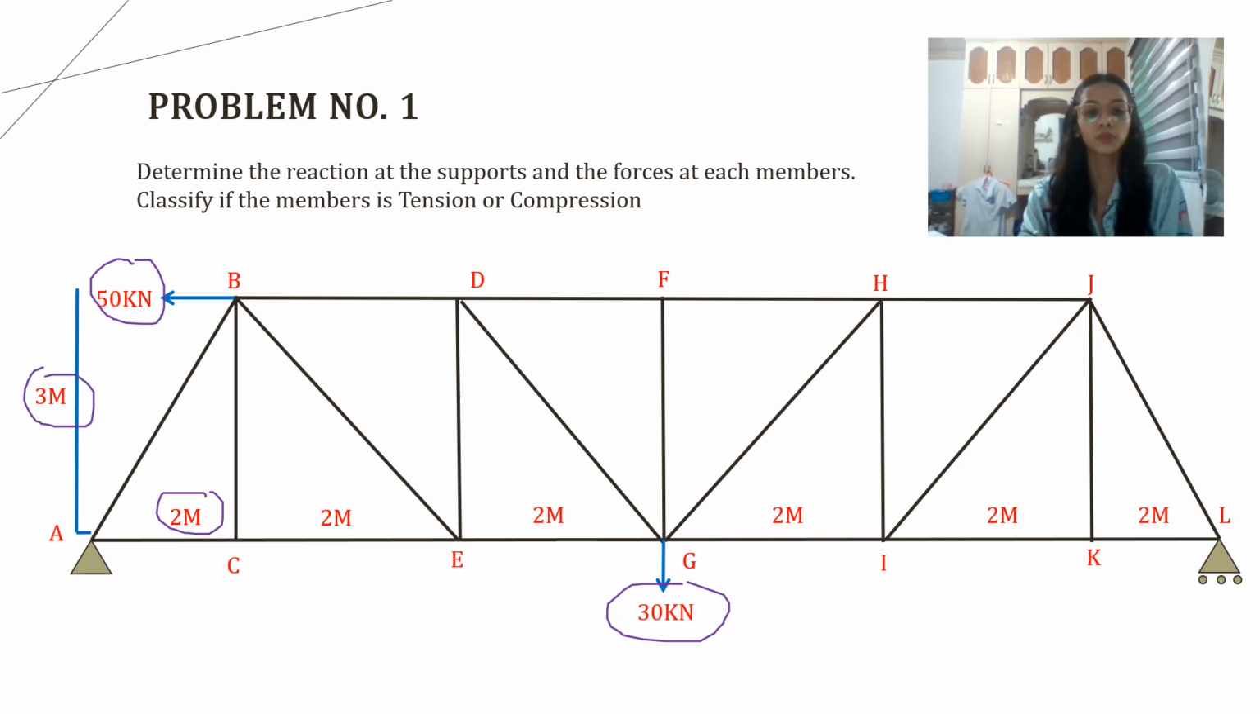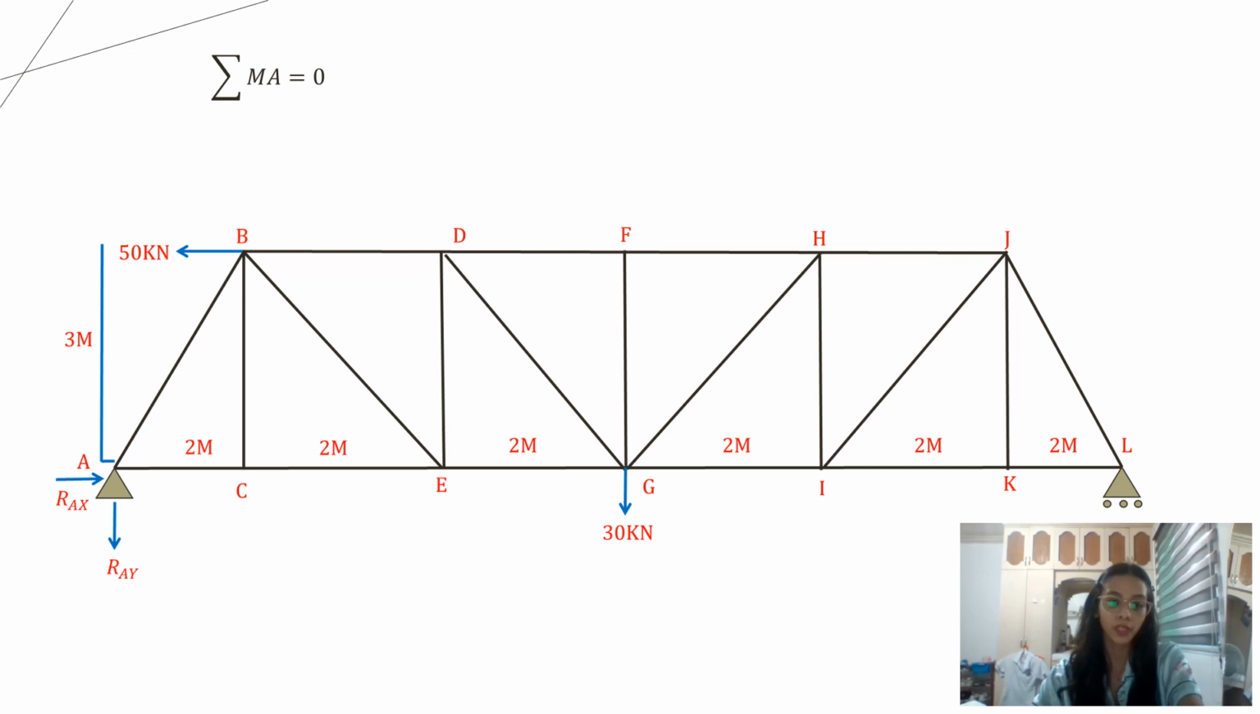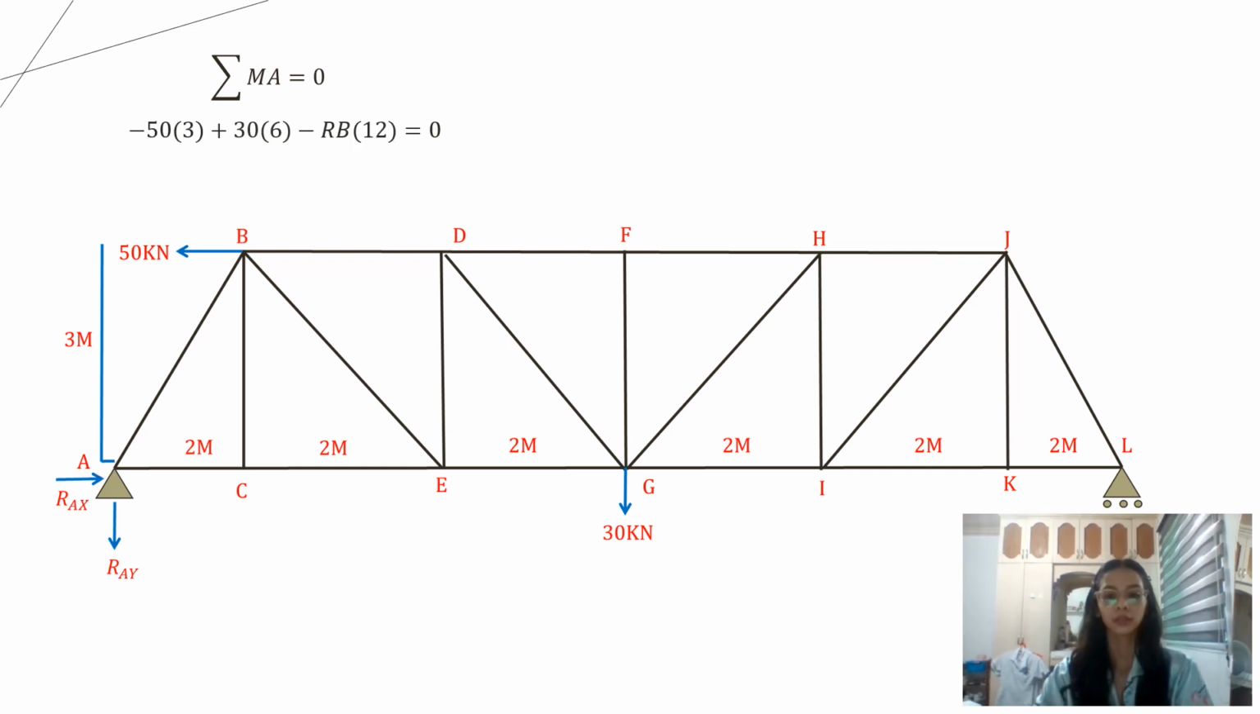So we have to find the reactions at the supports, and for the supports we must find RAX and RAY. So we're going to take moments at point A. Our first force that we're going to take the moment of is the 50 kN.